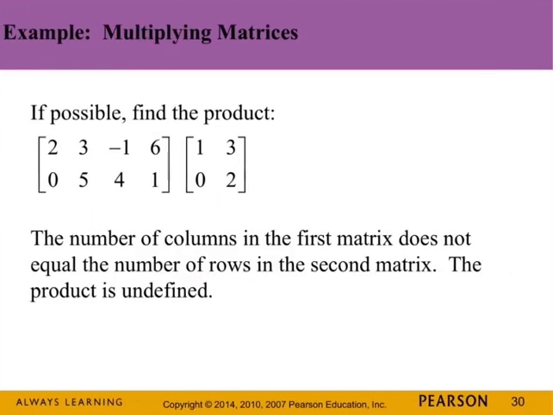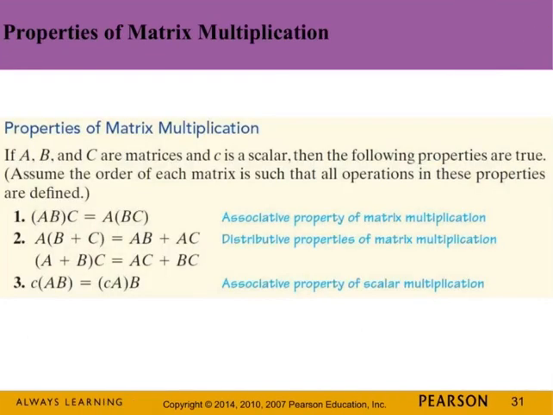The number of columns in the first matrix does not equal the number of rows of the second, so therefore the product is undefined. Okay, so properties of matrix multiplication. If A, B, and C are matrices and c is a scalar, then the following properties are true. Assume that the order of each matrix is such that all operations in these properties are defined.